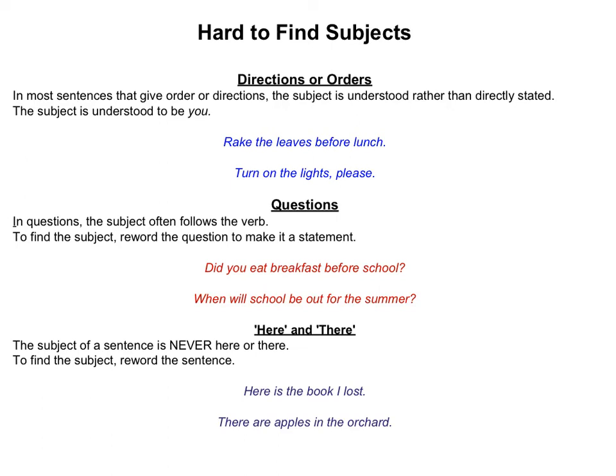And then finally, the subject of a sentence is never here or there, never ever. To find the subject, reword the sentence. Here is the book I lost. The book I lost is here. So the book is actually my subject. There are apples in the orchard. Apples are there in the orchard.